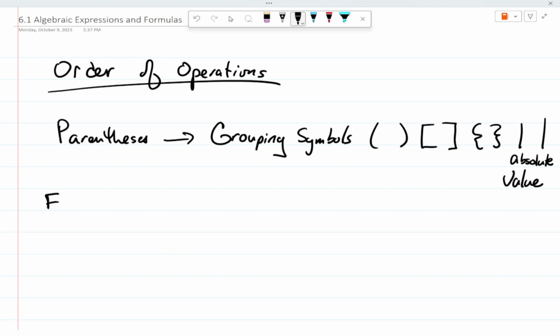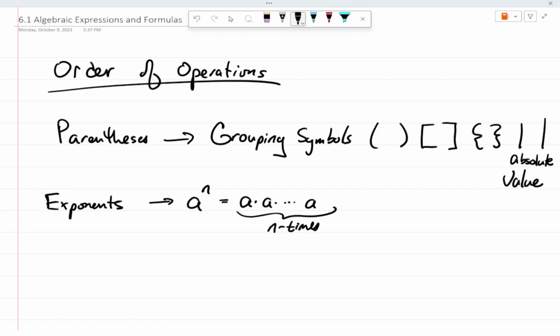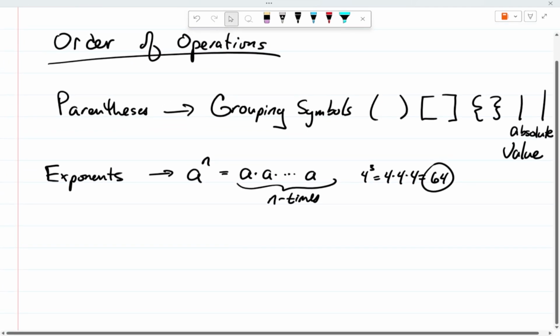Next, you want to worry about exponents. All right, now that's pretty straightforward. Exponents are nothing more than just a number raised to an exponent. And what that means is you're going to multiply that number n times, or for example, something like 4 to the third power equals 4 times 4 times 4, which is 64, okay?